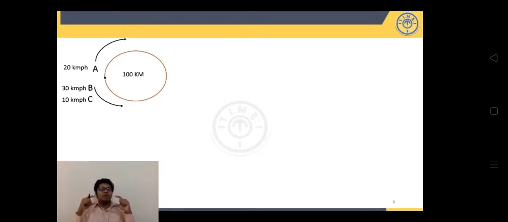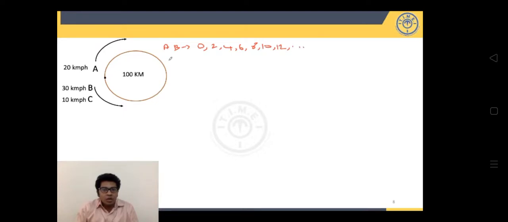Now, when will they all meet? I have to find the number which is common to both. A and B start at 0, so after 0 they meet at 2, 4, 6, 8, 10, 12 and so on. B and C also start at 0.